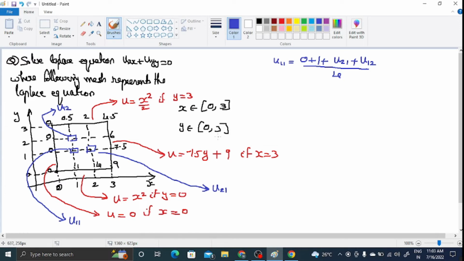Now we have to find the second point. What is the second point? u21. Always first go from left to right, then once that line is over, go to the upper line. That way we can address each point. So the next point is u21. Similarly, find u21: left point plus bottom point plus right point plus upper point. Please tell me what is u21.